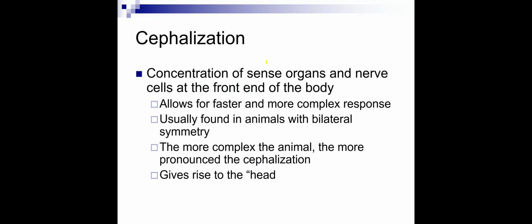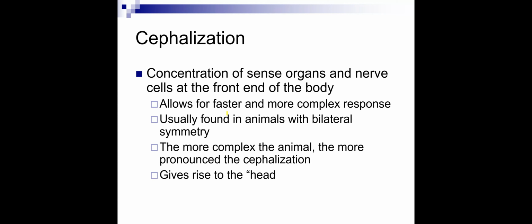All right, some other trends that we're going to see with animals is cephalization. Earlier I mentioned that with bilateral symmetry, the animals had a head. And so cephalization is the head formation. It's essentially where the sense organs get concentrated at one end, the anterior or the front end of the body. It's going to allow for more complex senses, more complex response, more complex thinking.